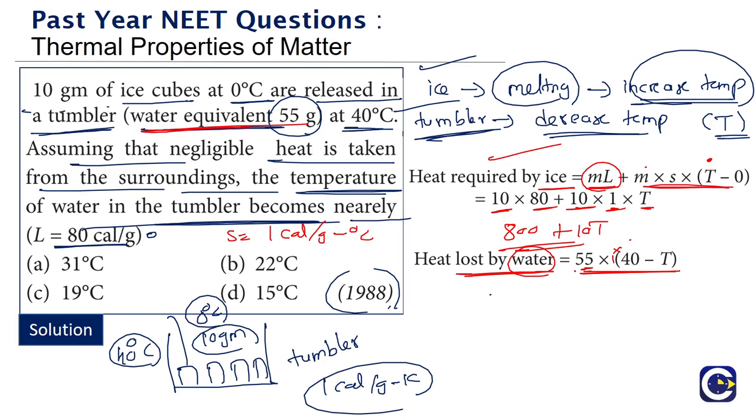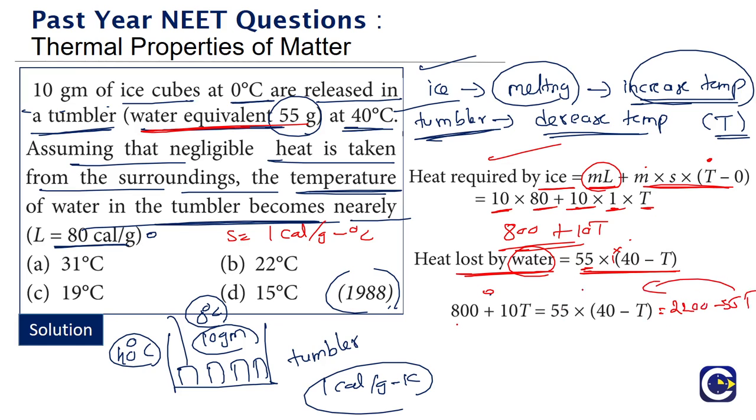So what is the relation we have? The heat required or heat gained by the ice will be equal to the heat lost by the tumbler, means 800 plus 10T is equal to what? 55 into 40 minus T. So we can see what is it? 55 into 40 means what? That is 2200 minus 55T.